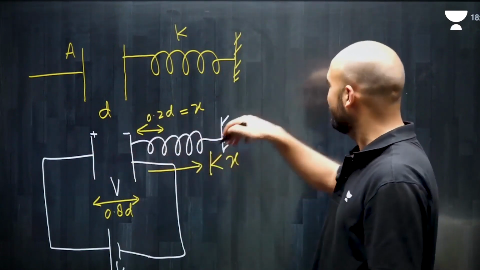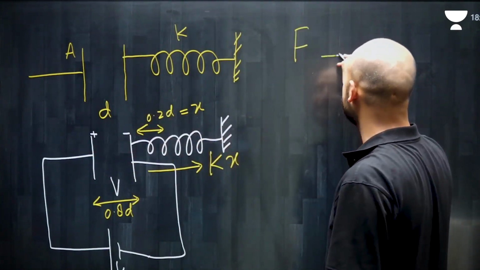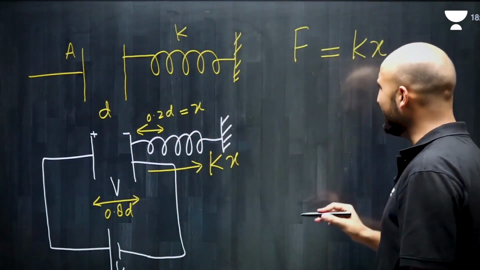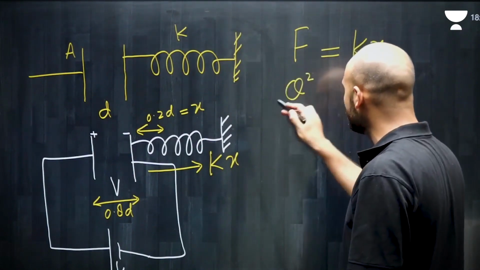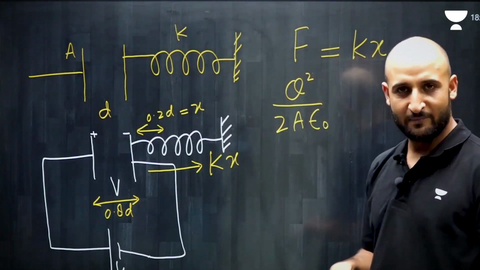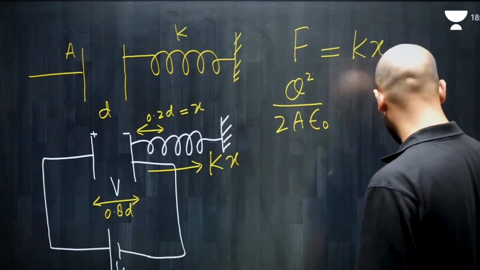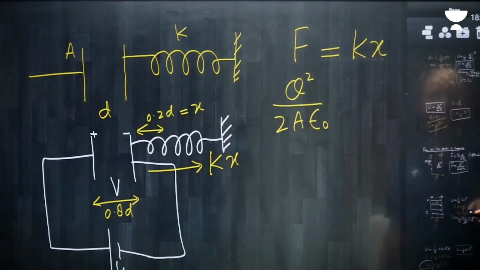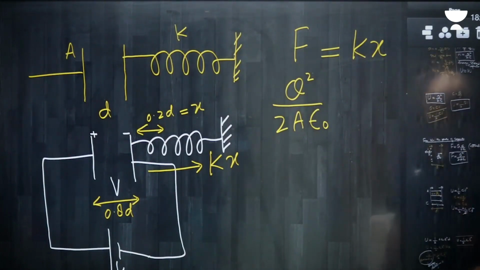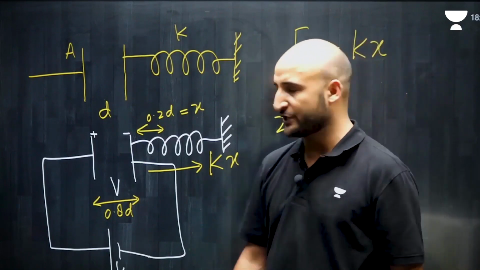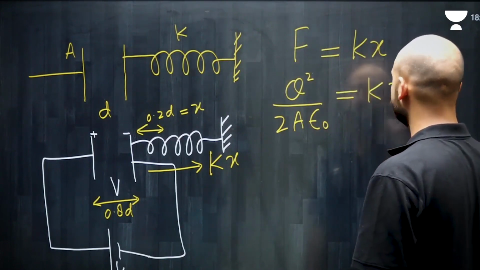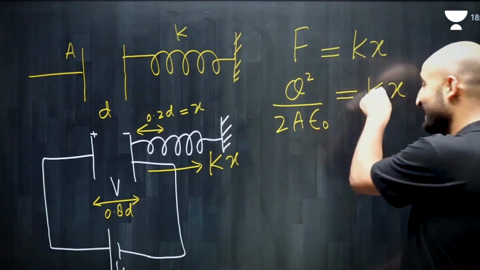We have written that the force of attraction between the plates will be equal to Kx. If you remember correctly, the force between the plates of a capacitor was Q squared divided by twice A epsilon naught. Yes, it was Q squared by twice A epsilon naught. And that has to be equal to Kx. I had to find K.